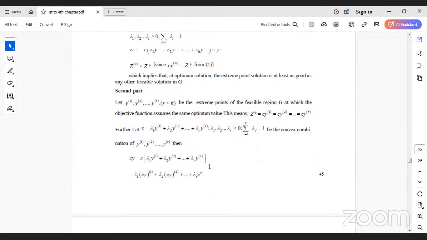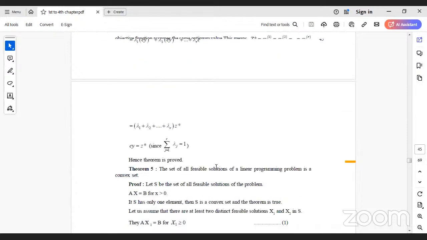Further, y is equal to lambda1 y^1 + lambda2 y^2 and so on, lambdar y^r, where lambda1, lambda2, up to lambdar are greater than or equal to 0. So these will be the convex combinations we are taking of y^1, y^2, and so on, y^r. c y is equal to c (lambda1 y^1 + lambda2 y^2 + ... + lambdar y^r), so lambda in common: c y^1, c y^2, and lambda r c y^r.